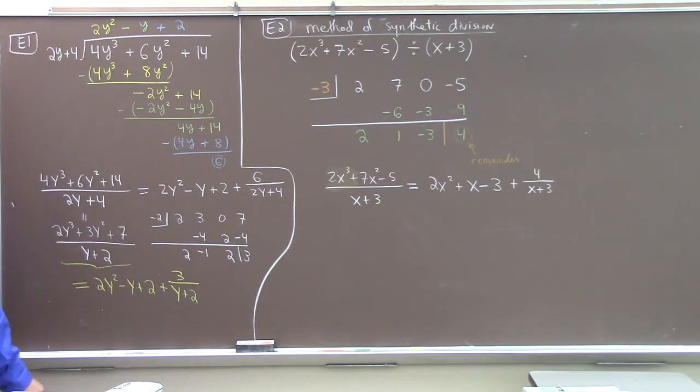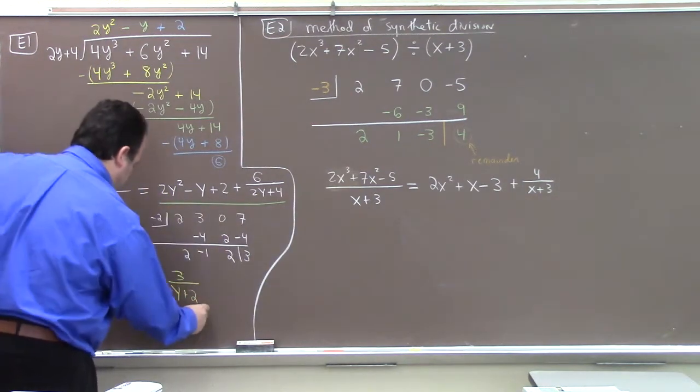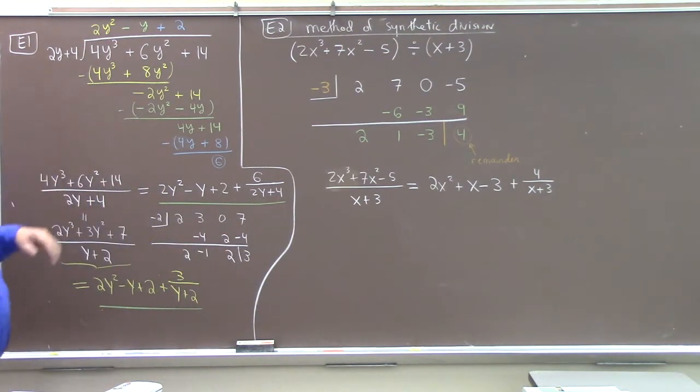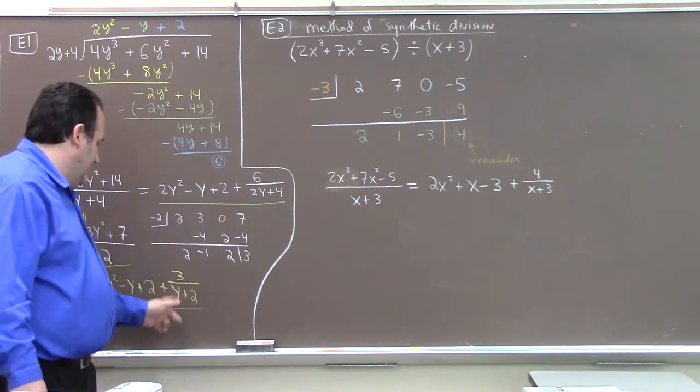I was like, that doesn't look like the same answer, right? But look at this. This guy and that guy are actually the same answer. It's manifestly clear, 2y squared minus y plus 2, right? But for the fraction, you notice you can factor a 2 out. You've got 3 times 2 over 2 times y plus 2. So if you cancel the 2 in the numerator and the denominator of this guy, it's the same fraction.